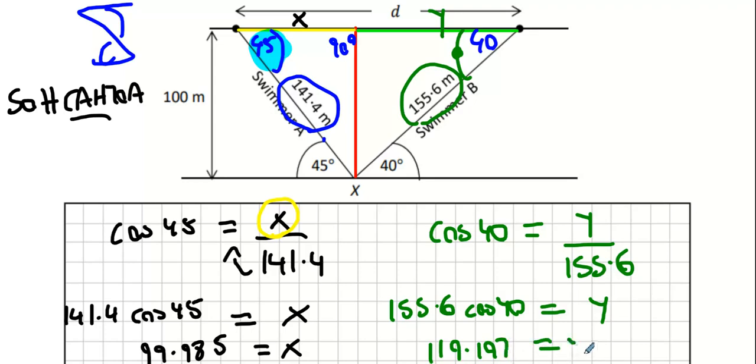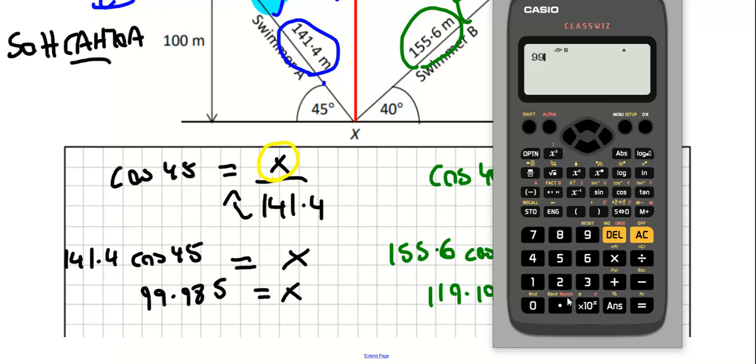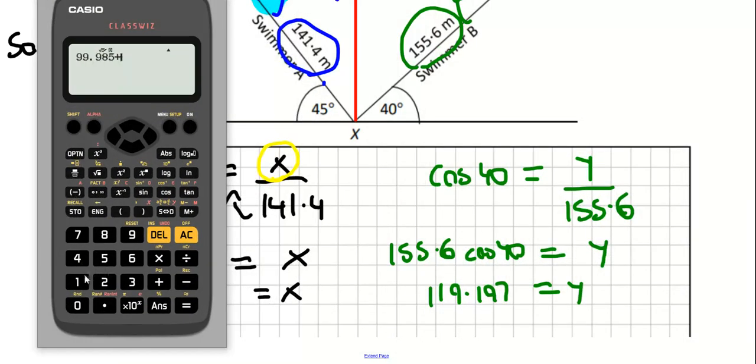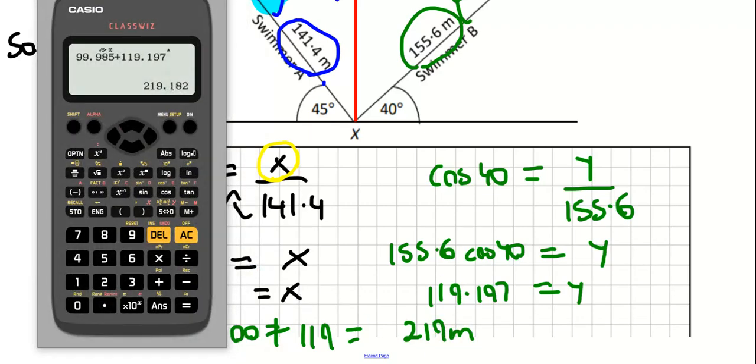Now I'm going to add both these numbers together. So I'm going to add these two values together to find out what D is. 99.985 plus 119.197, and the answer in question is 219.18. I'm just going to read what does it want me to do with that: to the nearest meter. So that'd be like, what is it, 100 meters plus 119 meters. So that should give me 219 meters in total. Yeah, 219 meters.